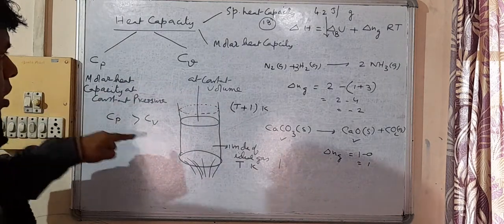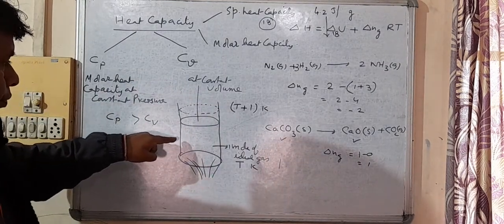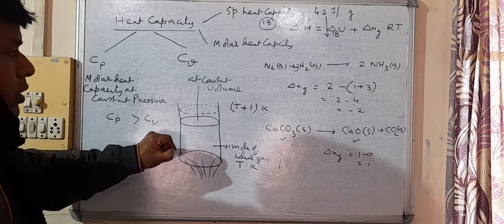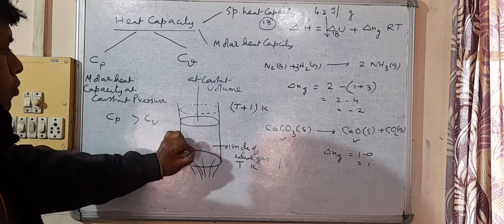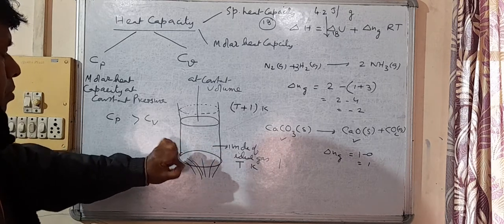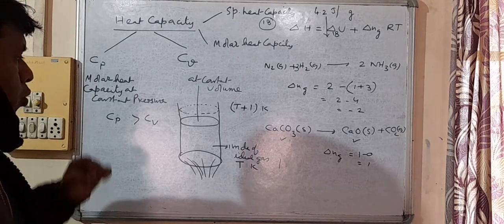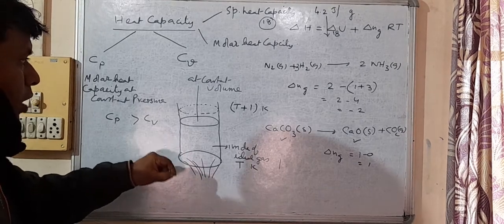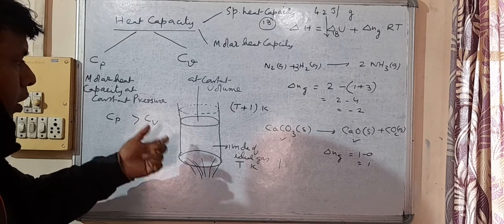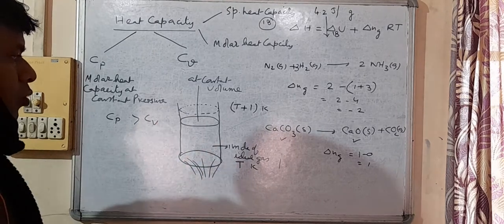That is, the heat required to raise the temperature of 1 mole of an ideal gas by 1 degree at constant pressure is more than the heat required to increase the temperature of 1 mole of an ideal gas by 1 degree at constant volume.